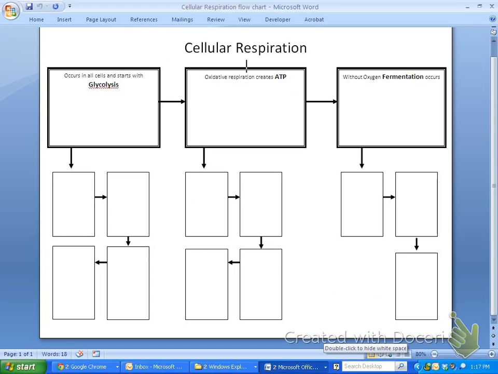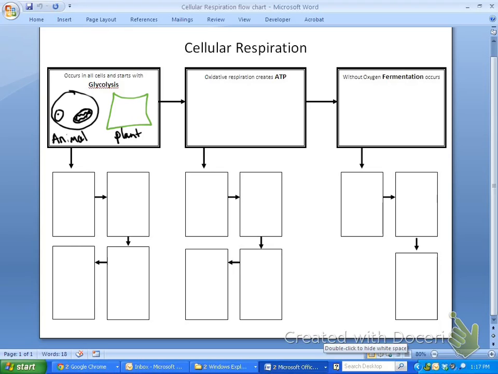Now, glycolysis occurs in all cells. What you need to remember is that it occurs not only in an animal cell. Here's my little animal cell. I know it's an animal cell because it's round and has a nucleus. Animal cells have mitochondria. Go ahead and draw this in. It also happens in plant cells.